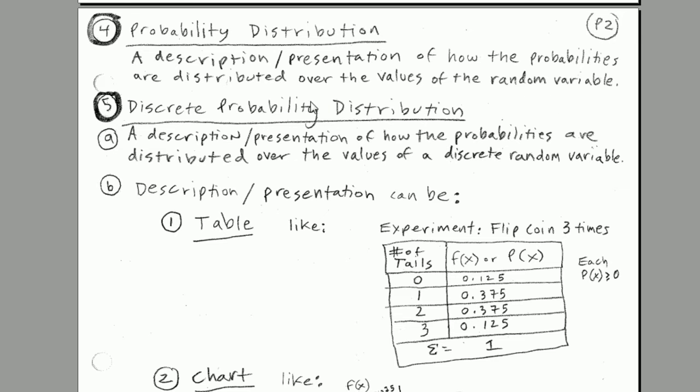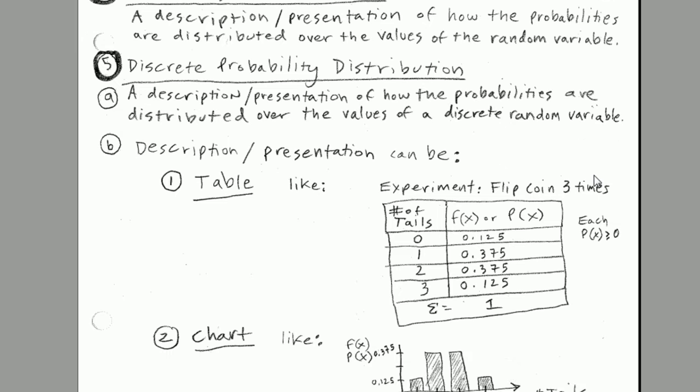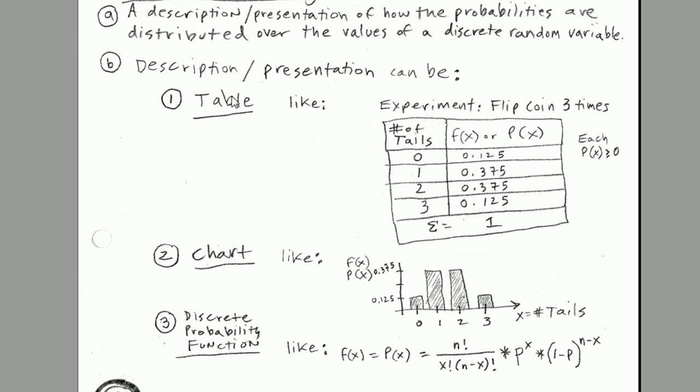Now, discrete probability distribution, the same thing. A description, presentation of how the probabilities are distributed over values of a discrete random variable. Now, we can have 3 different ways that we can describe or present. Here's our table method. Last chapter, we did this. We had an experiment, flip a coin 3 times, and the number of tails was defined as a success. We could get 0, 1, 2, or 3. We calculated all the sample points and then calculated the probabilities. This is the table form.